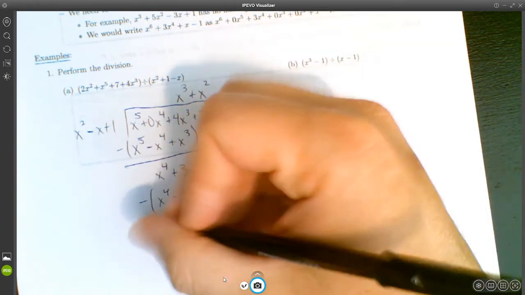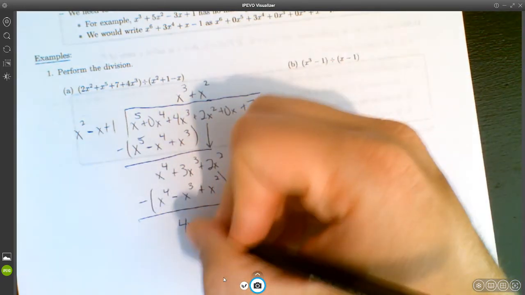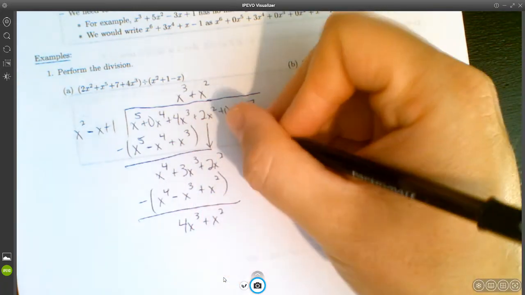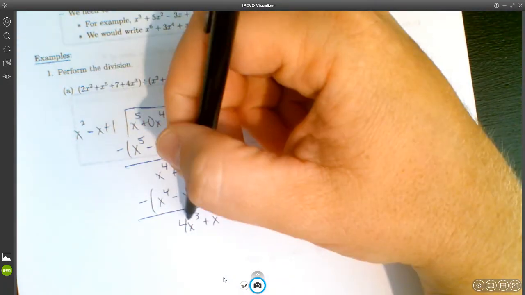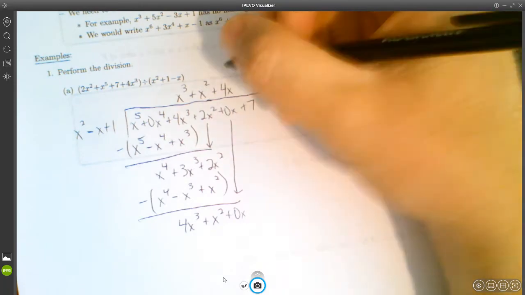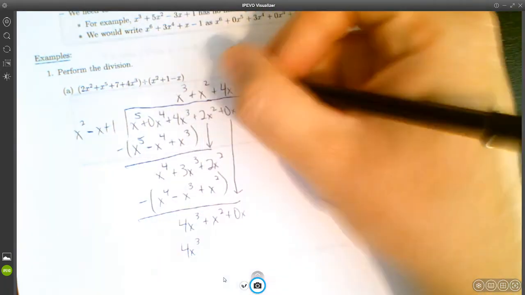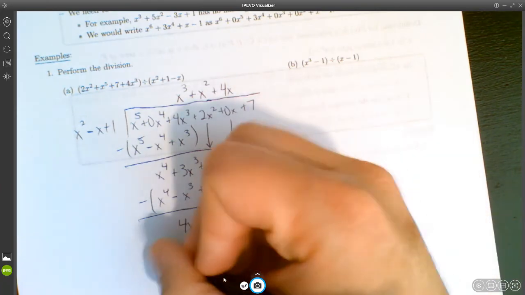Then we subtract. The x to the 4ths are gone. 3x cubed minus negative x cubed is a positive 4x cubed. 2x squared minus x squared is a positive x squared. Bring down the next term. x squared times what equals 4x cubed? And the answer is 4x, right? 4x times x squared is 4x cubed. 4x times negative x is negative 4x squared. 4x times 1 is 4x, and then we subtract.